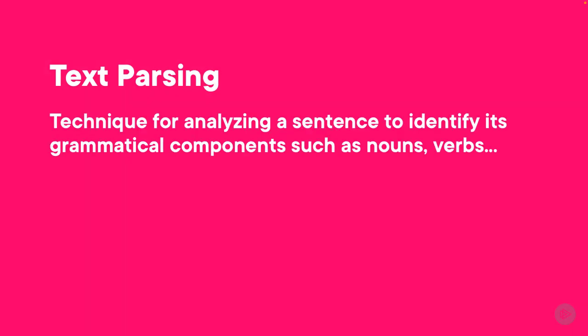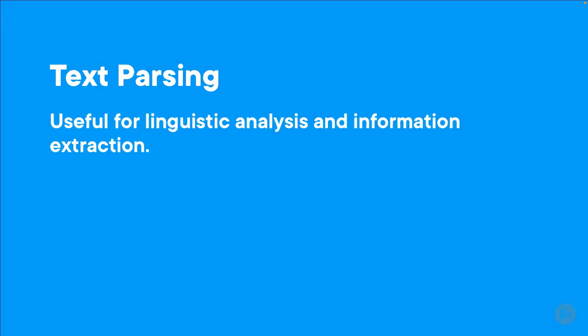Text parsing is a technique for analyzing a sentence to identify its grammatical components such as nouns, verbs, adjectives, and more. Text parsing is useful for linguistic analysis and information extraction, and if you ask me, it's not an easy task if you do it manually, and it's pretty slow to perform.